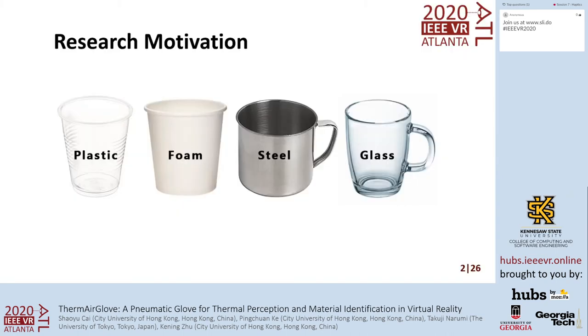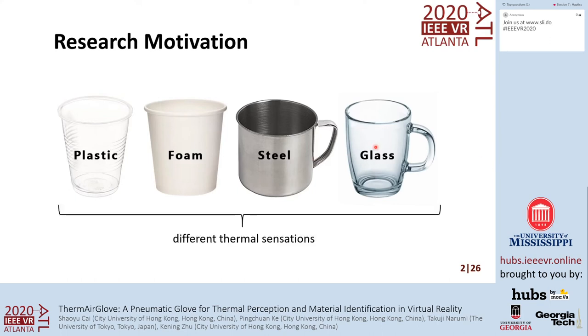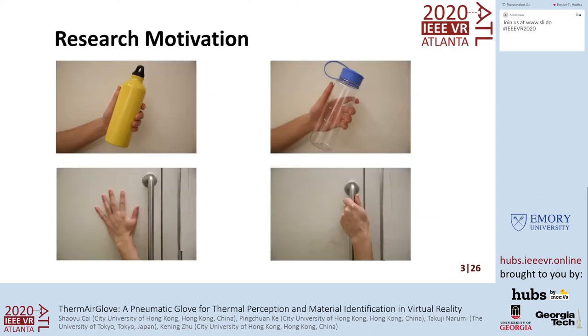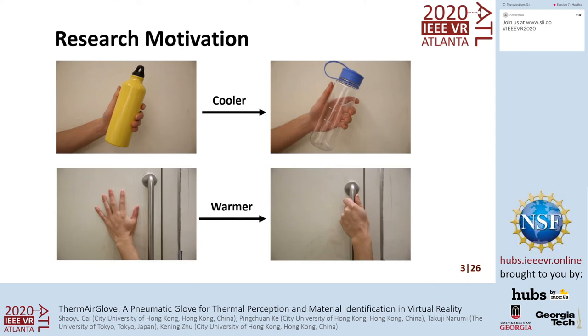In our daily life, when a real object is grasped in the hand, its surface material can be informed by thermal cues. For different materials such as plastic, foam, steel, and glass, we can perceive different levels of thermal sensations when we touch them one by one. For example, when we touch a metallic bottle surface, we may feel cooler than with a plastic bottle. The wooden door feels warmer than the metallic door handle. This is because the thermal conductivity and heat capacity are different among these materials.